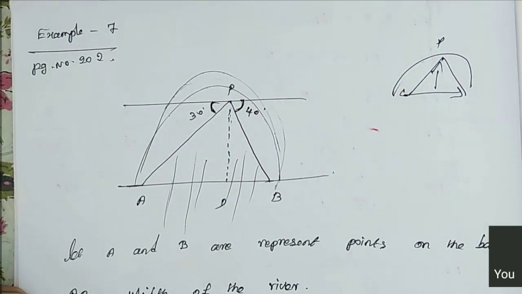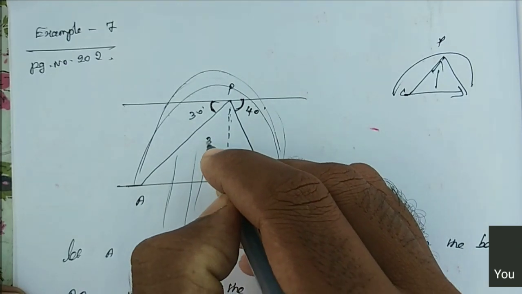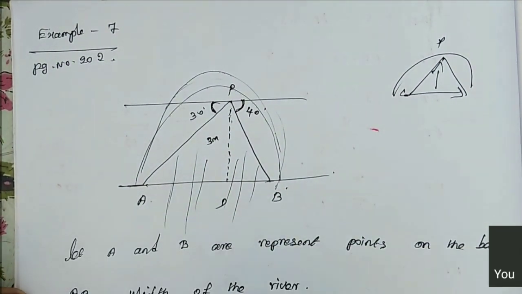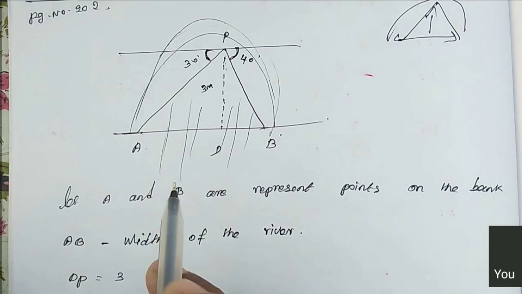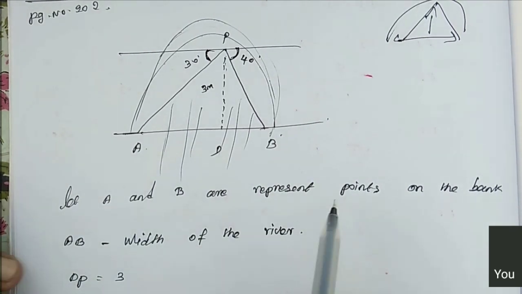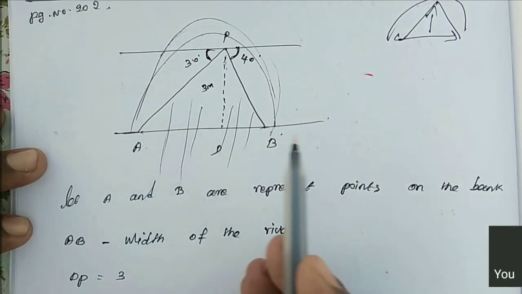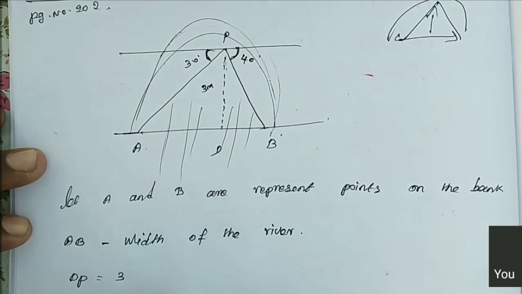So the height of the bridge is 3 meter. Then the width of the river, that is AB. We need to find AB. Are you clear? Okay. Now we just represent A and B as the points on the bank. Clear? Then AB is the width of the river.